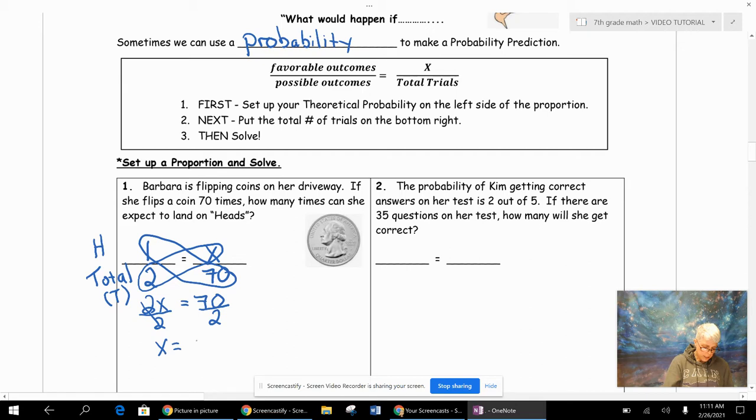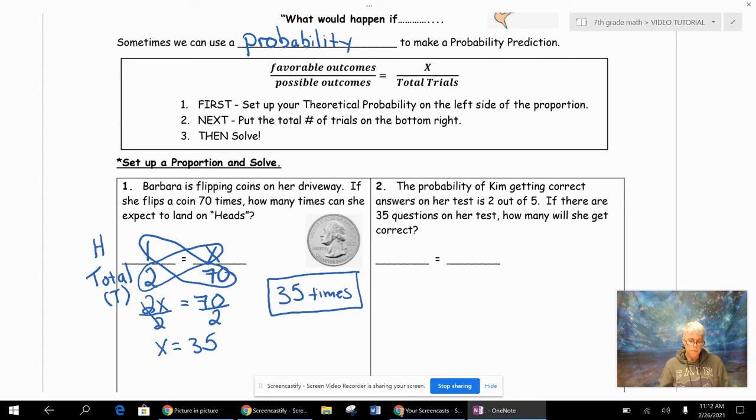70 divided by 2 is 35. So the answer, how many times can she expect to land on heads? 35 times. Okay, let's do another one. By the time we get to the fourth one, I think you're going to get it.